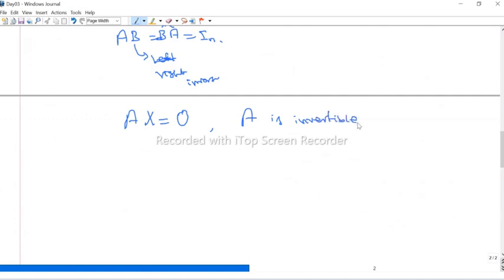Then the system has a unique solution, that is nothing but x equal to 0 is the only solution, because you can multiply A inverse both sides, we get x equal to 0. So x equal to 0 is the only solution of this homogeneous equation Ax equal to 0, provided A is an invertible matrix. And A invertible means it should be a square matrix. We can talk about invertible only for a square matrix. So these are very important.